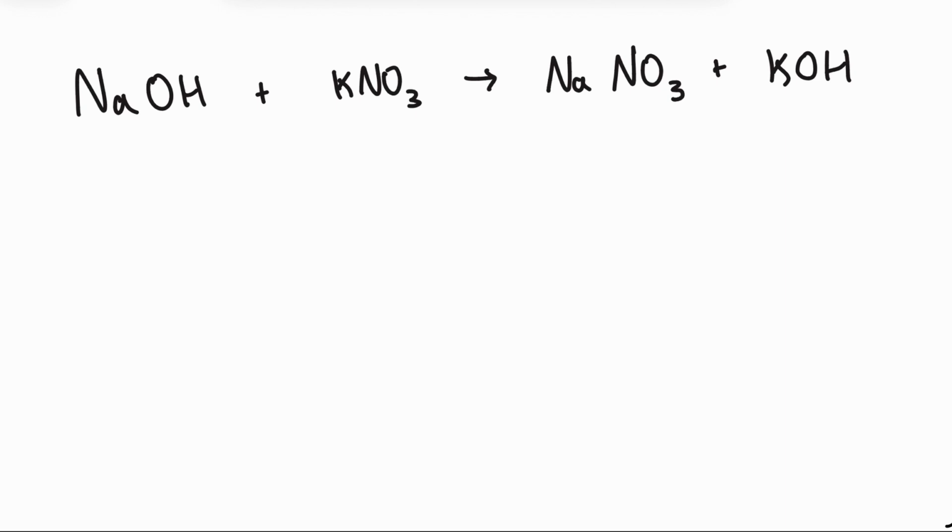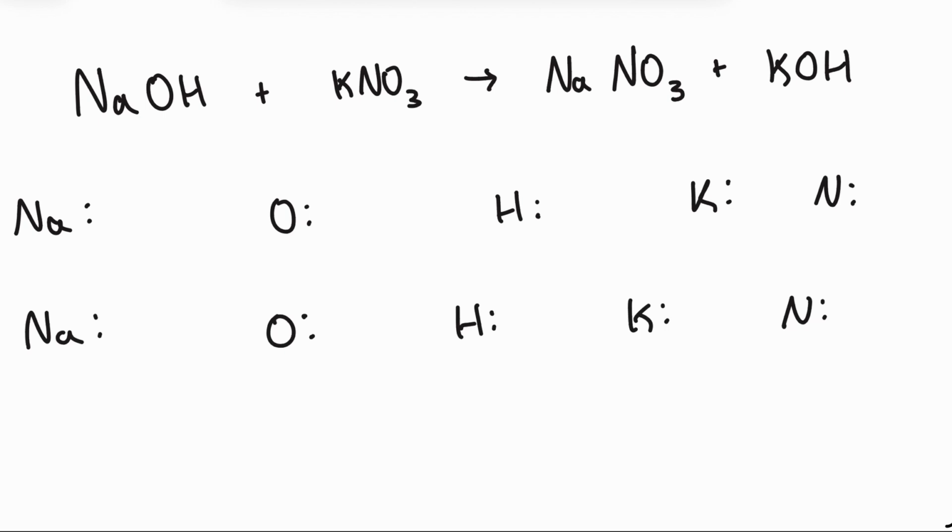To finish off this video, let's balance the following equation. Sodium hydroxide and potassium nitrate combine to form sodium nitrate and potassium hydroxide. Even though this equation is a lot longer and a lot more complex than all the other ones, all of our steps are still going to be the same. I'm just going to start by drawing my table, and now I just count everything up.